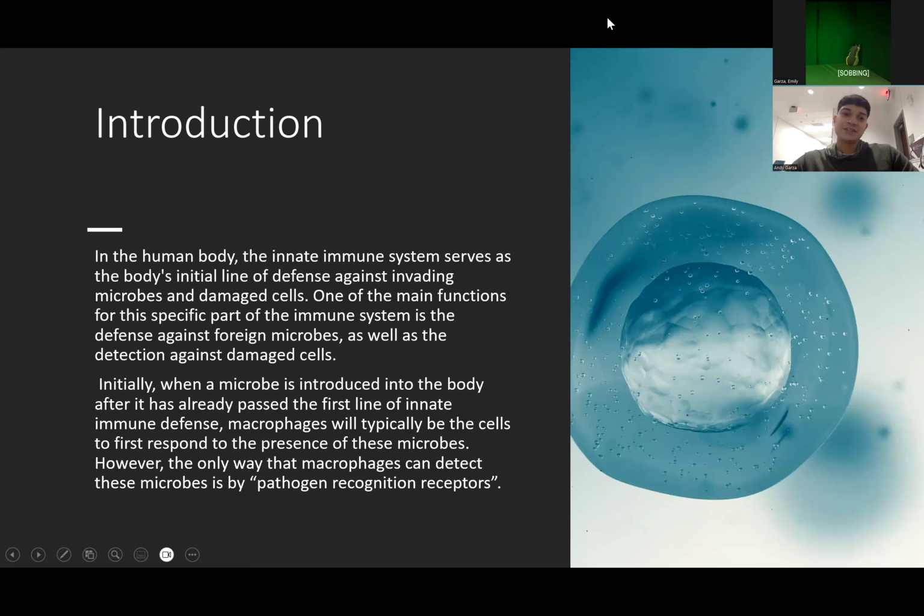Introduction. In the human body, the innate immune system serves as the body's initial line of defense against invading microbes and damaged cells. One of the main functions of this part of the immune system is the defense against foreign microbes, as well as damaged cells. When a microbe is introduced into the body, after it has already passed the first line of innate immune defense, macrophages will typically be the first cells to respond. However, the only way macrophages can detect these microbes is by pattern recognition receptors, otherwise known as PRRs.